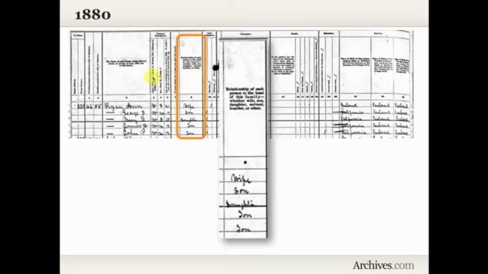So what we have in 1880 is what we've seen before in 1860, 70, and 80, where we have the dwelling number, we have the family number, we have the people listed by name, and that description with their race, their gender, and their age. But then we get to this wonderful column where it's listing everyone's relationship to the head of household. Wonderful information.